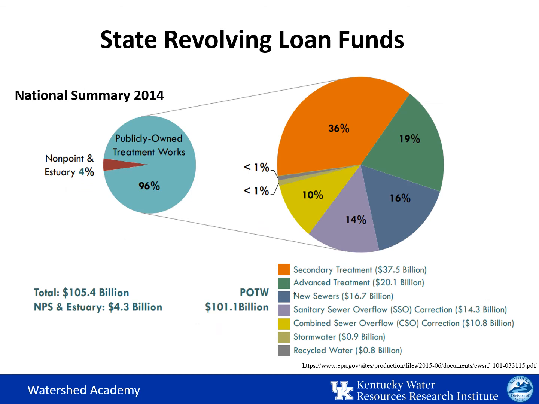These pie charts summarize how SRF funds were used nationally in the year 2014. By far, the majority of funding was used for wastewater treatment plants and related infrastructures, though non-point sources and estuaries were funded at 4% of the total infrastructure. You can see a lot of the money goes towards secondary treatment as well as advanced treatment, 16% towards new sewers, another 14% towards sanitary sewer overflows, and 10% towards combined sewer overflow corrections.